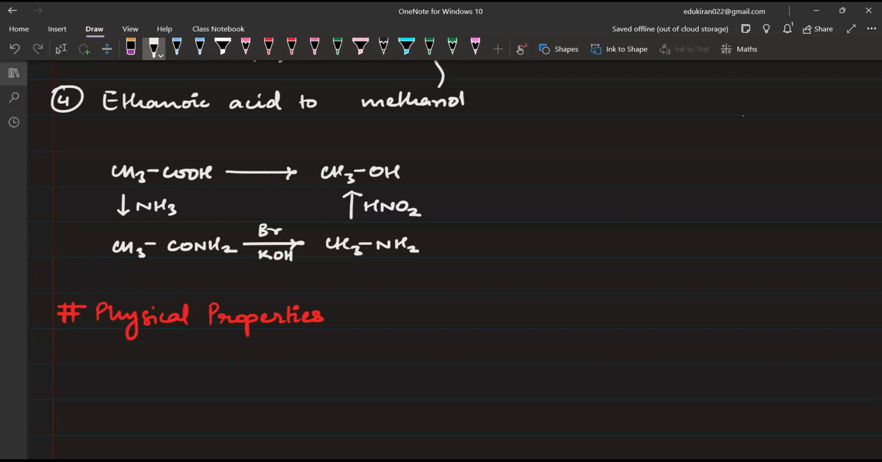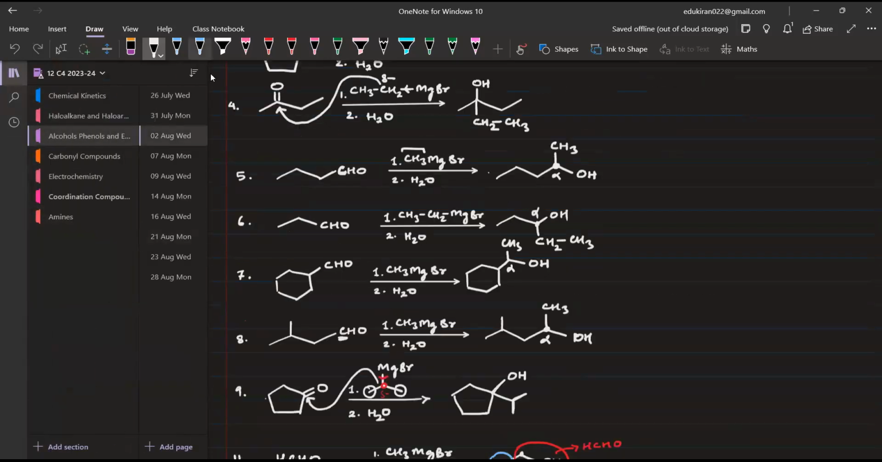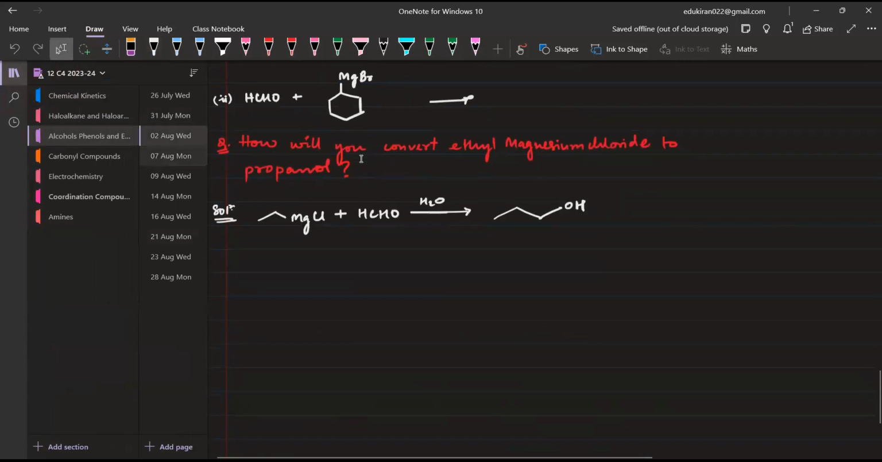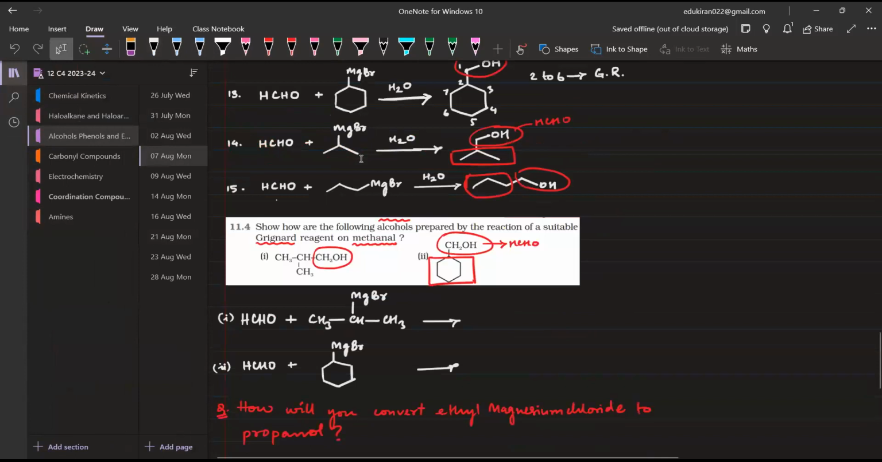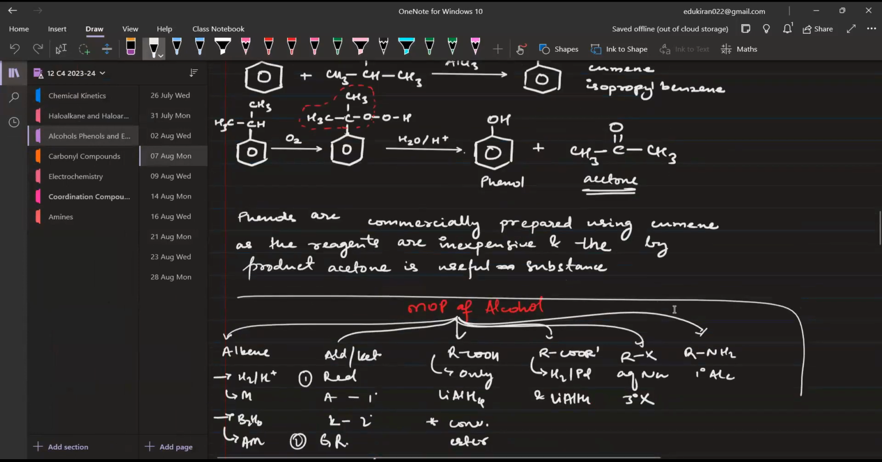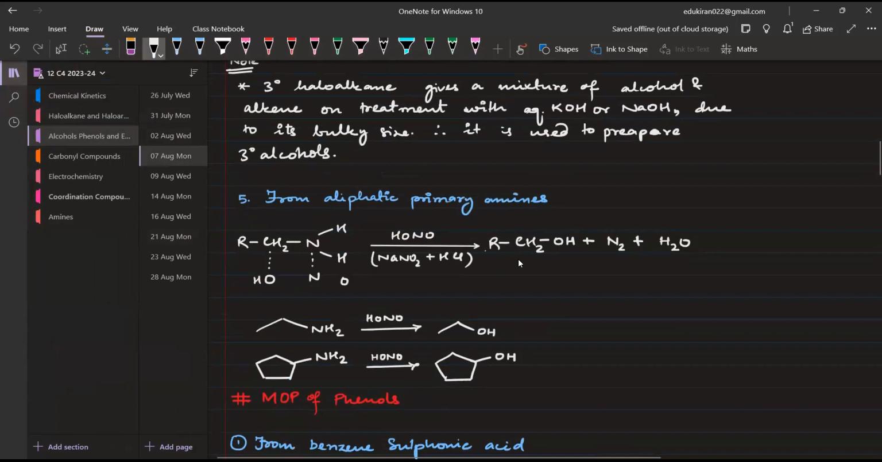Now this is not the first time you are seeing this reaction. Okay? It's just that if you look at the alcohol chapter, this is the importance of the sheets. See here, in the method of preparation, RNH2 gives you 1 degree alcohol. See here, from aliphatic primary amines, RNH2 is giving RCH2OH.